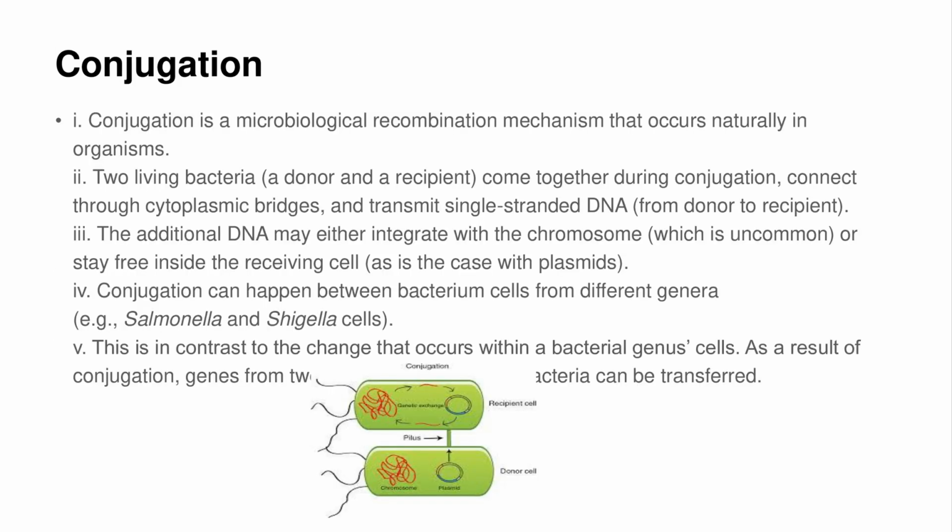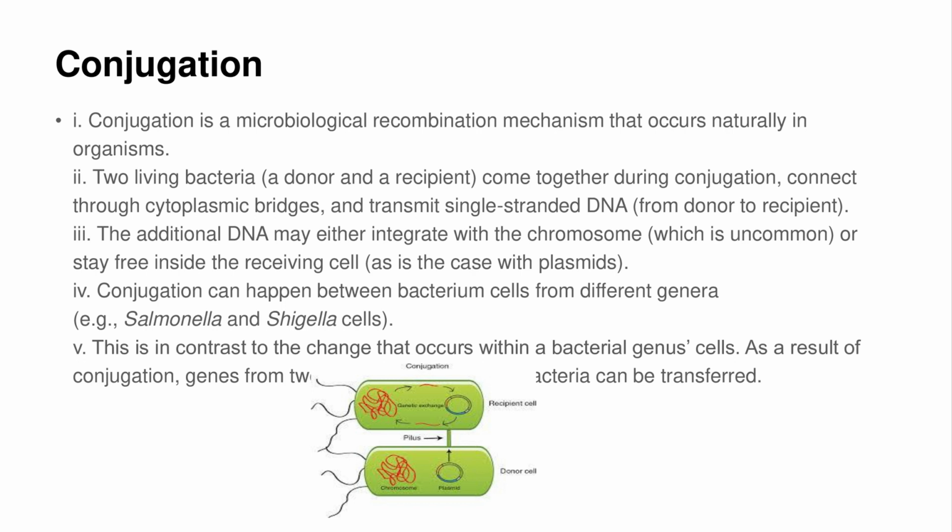So let us see about conjugation. It is a microbiological recombination mechanism that occurs naturally in organisms. The two living bacteria, a donor and a recipient, come together during conjugation. They connect through cytoplasmic bridges and transmit single-stranded DNA from the donor to the recipient. The additional DNA may either integrate with the chromosome or stay free inside the recipient cell.